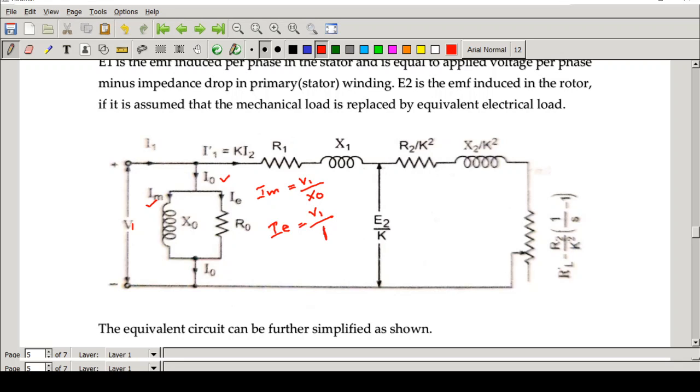Now here we can see that we can modify this again. This is a resistance, this is also a resistance. So these two can be put together.